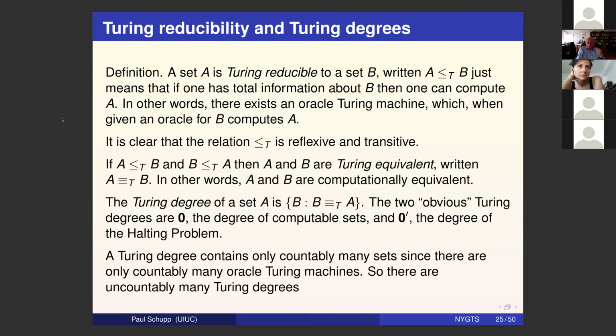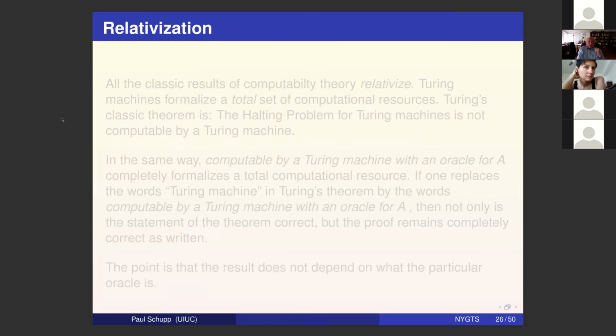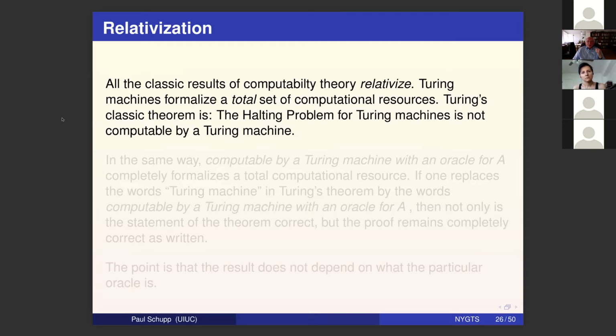Relativization. Now, a basic fact of computability theory is that classic results relativize, because Turing machines formalize the total set of computational resources which we have. Turing's classical theorem is, of course, the unsolvability of the halting problem. Written out precisely, that means the halting problem for Turing machines is not computable by a Turing machine.